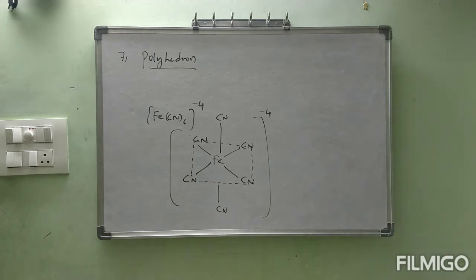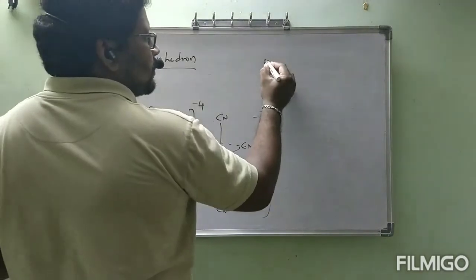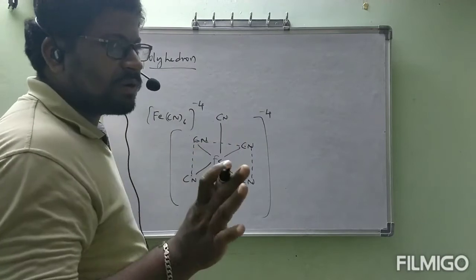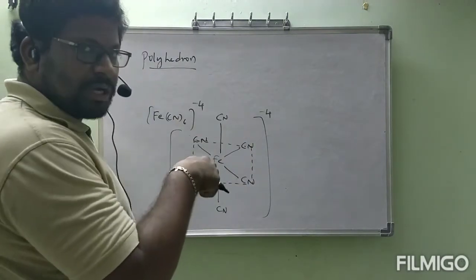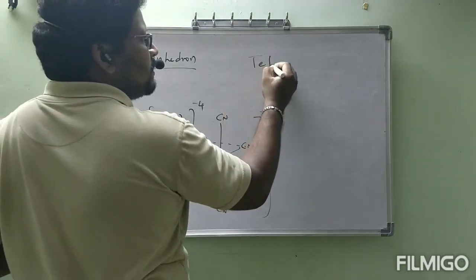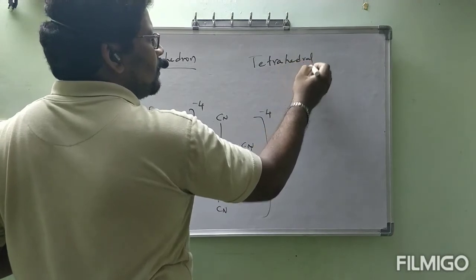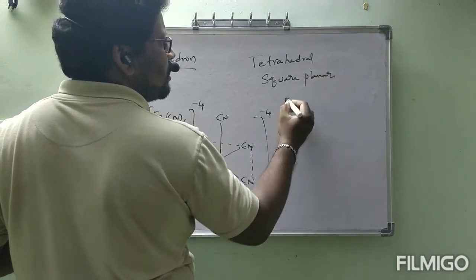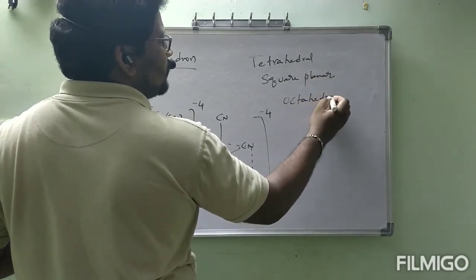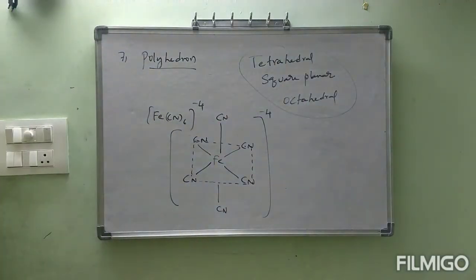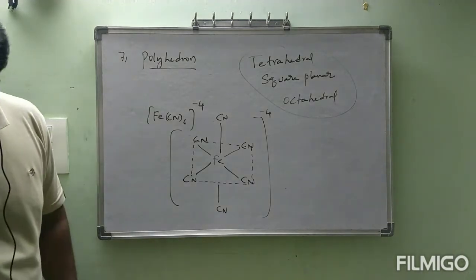Okay. Generally we will come across trigonal bipyramidal and different shapes according to chemical bonding. But in our chapter on coordination compounds, we will majorly come across tetrahedral, square planar, and octahedral. Three structures majorly we will come across. What are those three? Tetrahedral, square planar, and octahedral. We will majorly come across these shapes.